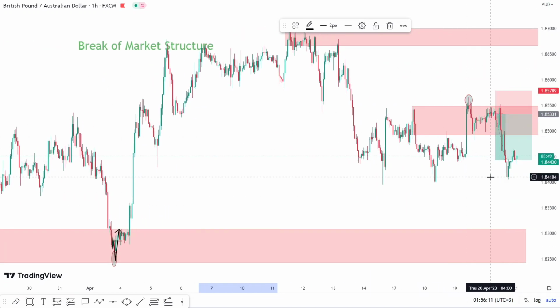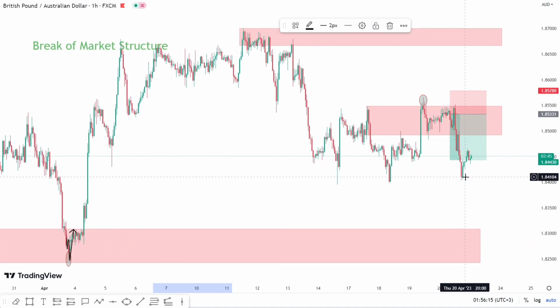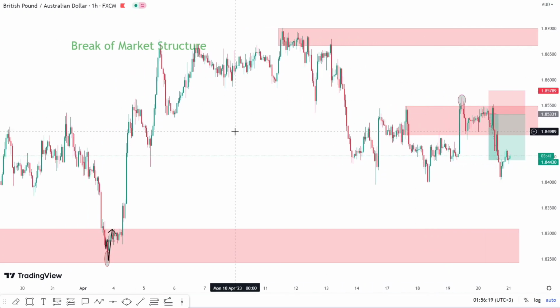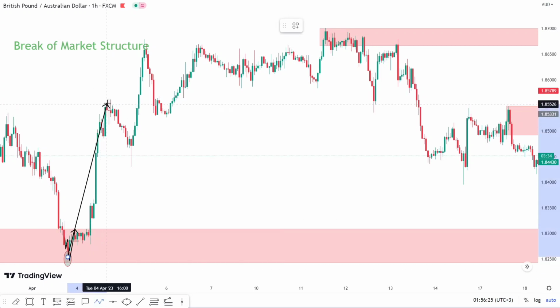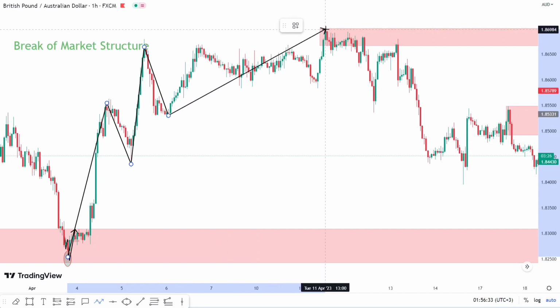I took this setup today. It's already closed. And most people didn't see the setup. So some people have asked me, how did you get the setup? So now let me show you using the break of market structure. Now look carefully. We had a high, retracement, high, retracement. Then the next high can be considered somewhere around here, right?